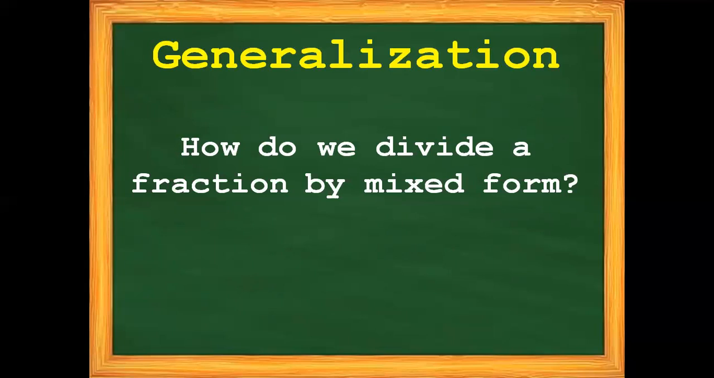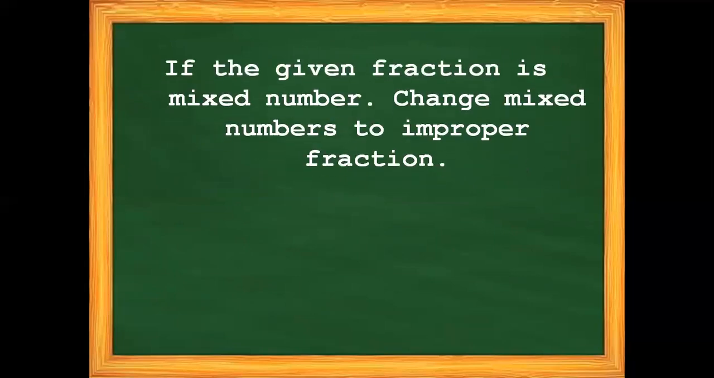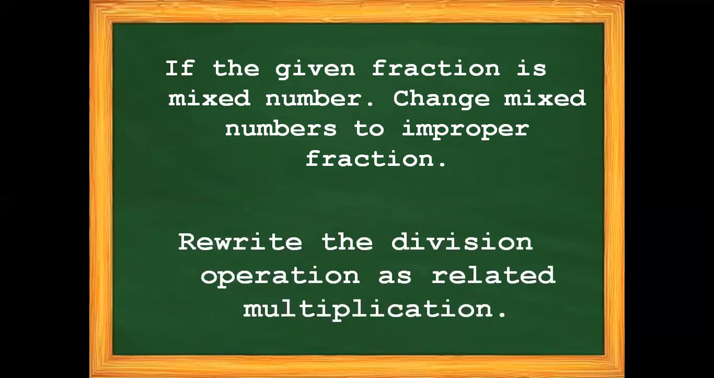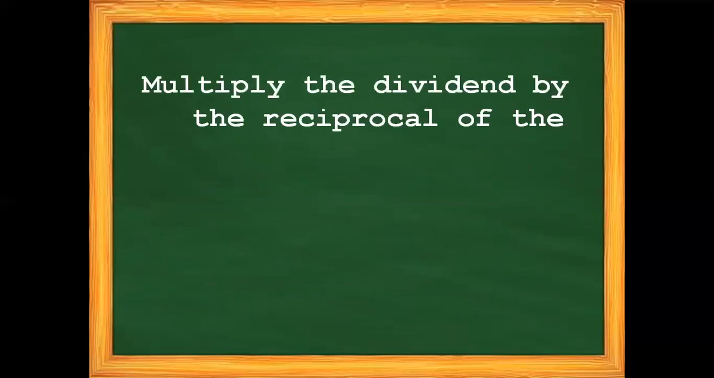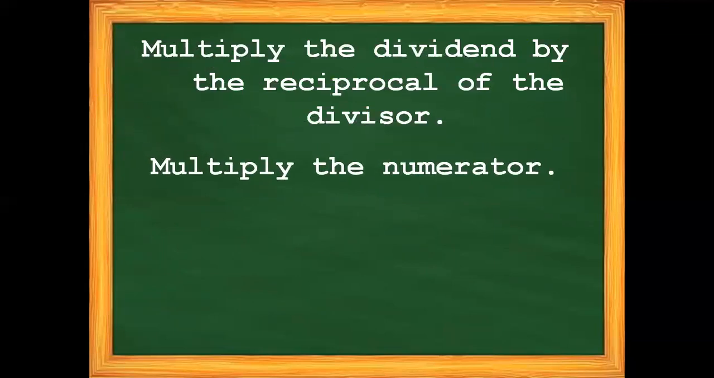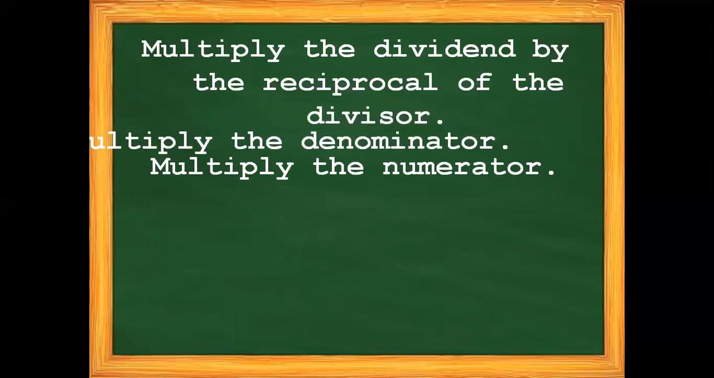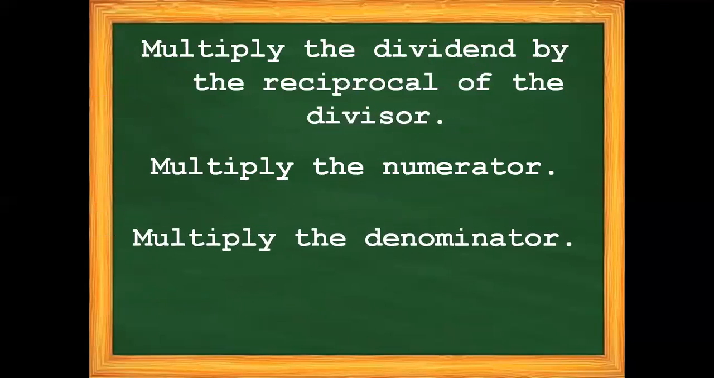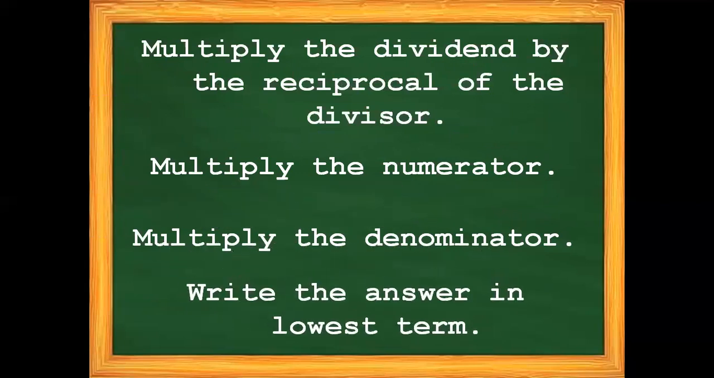How do we divide a fraction by a mixed form? First, if the given fraction is a mixed number, change the mixed number to an improper fraction. Next, rewrite the division operation as related to multiplication. Next, multiply the dividend by the reciprocal of the divisor. Next, multiply the numerators. Then, multiply the denominators. And finally, write the answer in lowest term.